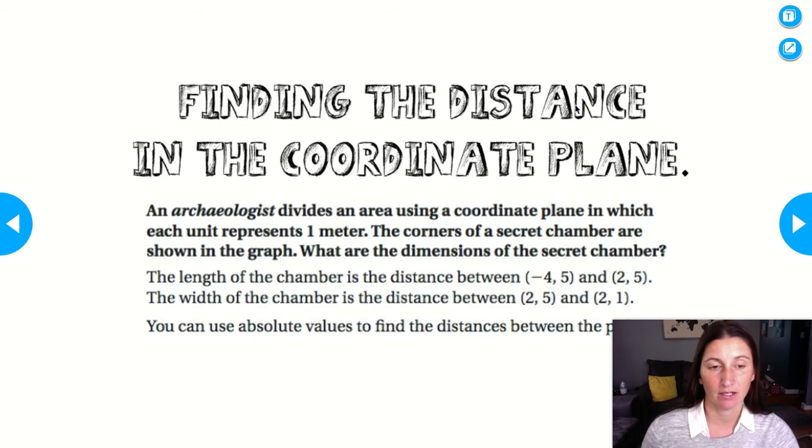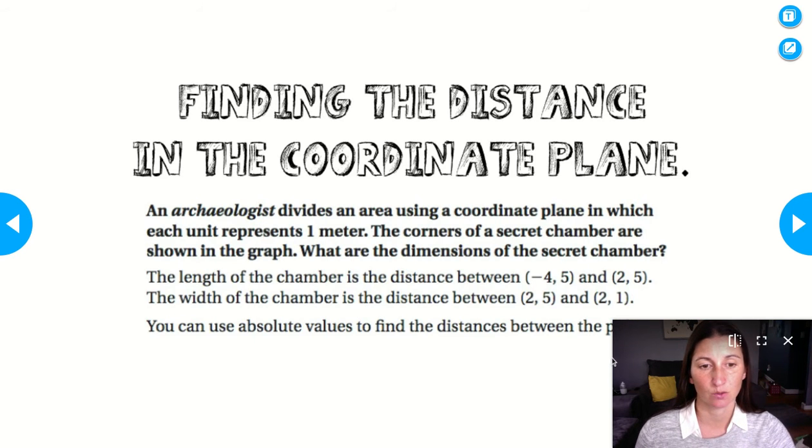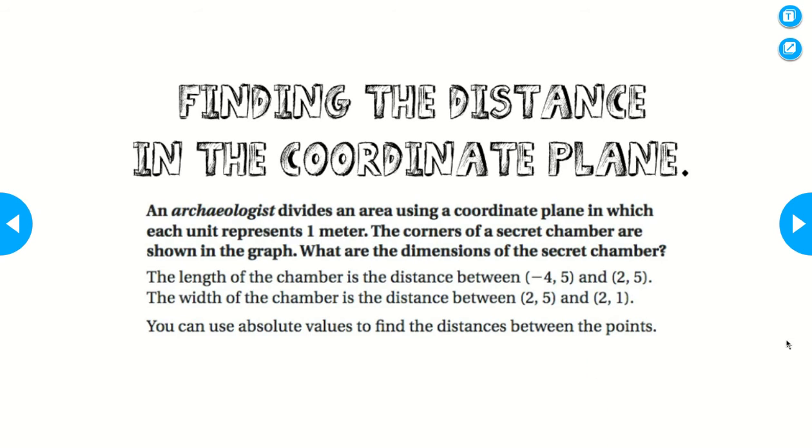And we're going to move on to finding the distance on the coordinate plane. So we want to look at this example here. It says an archaeologist divides an area using a coordinate plane in which each unit represents 1 meter. So that's the distance we're counting by. It's going to count in meters. The corners of a secret chamber are shown in the graph. What are the dimensions of the secret chamber? The length of the chamber is the distance between (-4, 5) and (2, 5). The width of the chamber is the distance between (2, 5) and (2, 1).